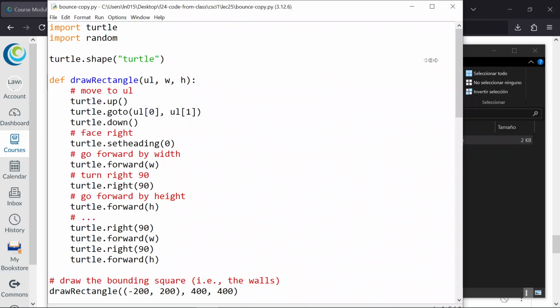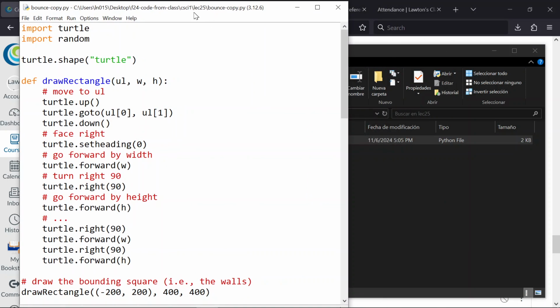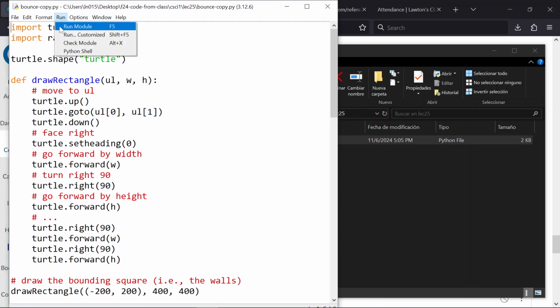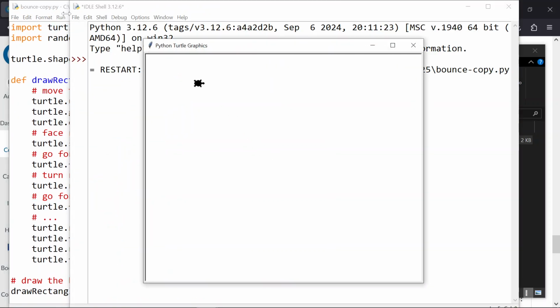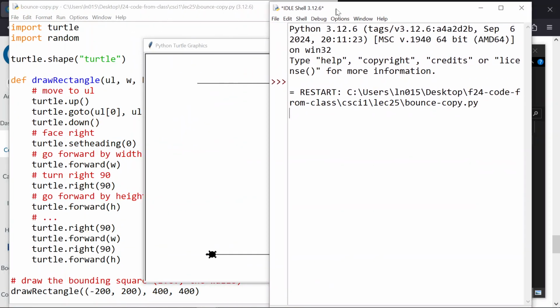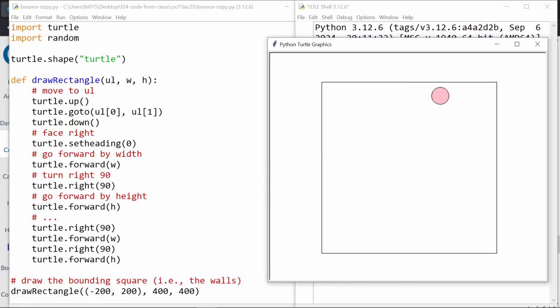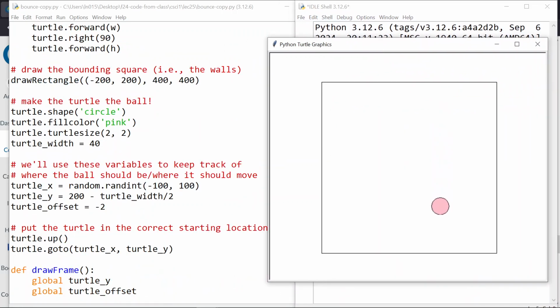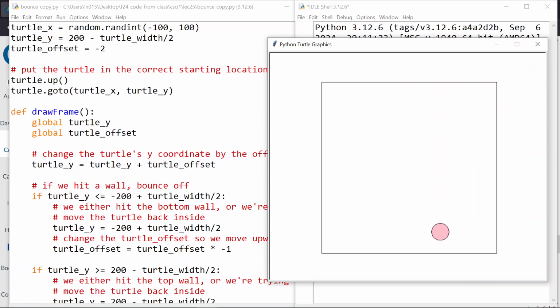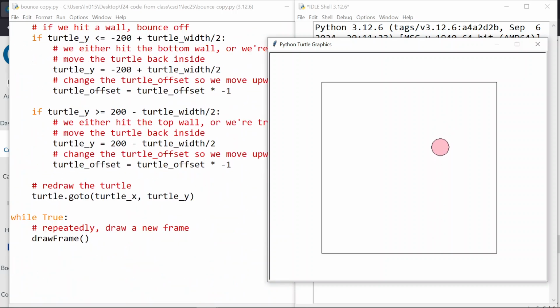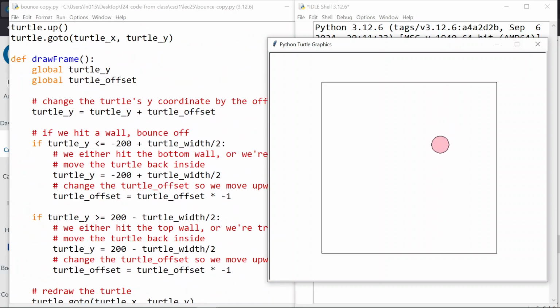Okay, so here's the code. Remember what we were doing last time, all this fun stuff? Click to run module. We drew our little bounding rectangle with a call to our draw rectangle function. We picked some starting places for our turtle who became the ball, and then he's going up and down, and each time he's being moved, it's happening in this draw frame.